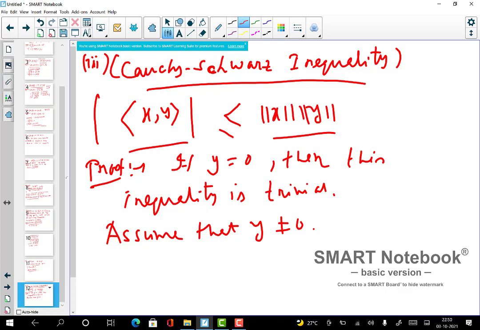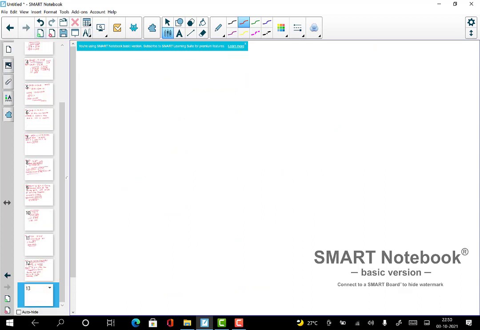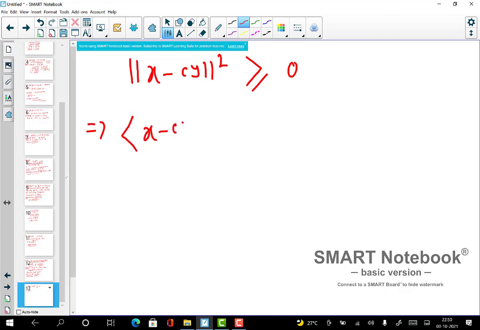Now with this assumption, choose some c, which is arbitrary and belongs to F, any arbitrary scalar. You can choose later on what c is. With this we can say that the norm of x minus c times y, by property 2, is always greater than or equal to 0. Then we use the definition: this is the inner product of x minus cy with x minus cy, so this term is always non-negative.